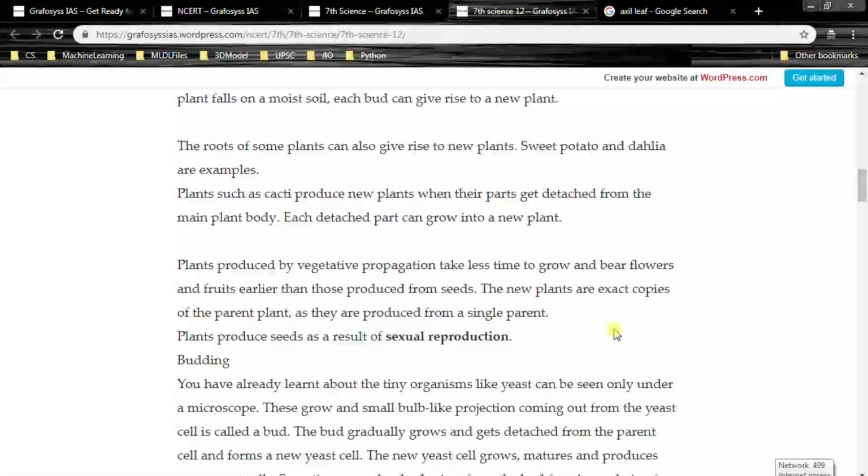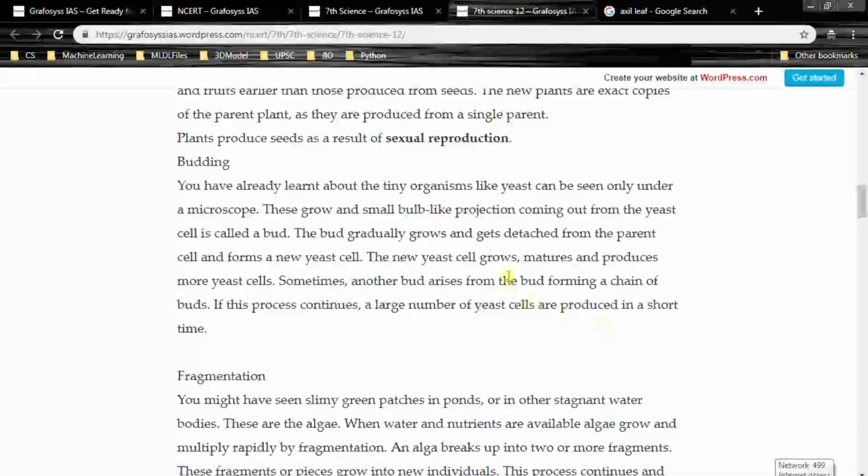Budding. You have already learnt that tiny organisms like yeast can be seen only under a microscope. These grow a small bulb-like projection coming out from the yeast cell, which is called a bud. Remember this. The bud gradually grows and gets detached from the parent cell and forms a new yeast cell. So this is how new yeast is formed.